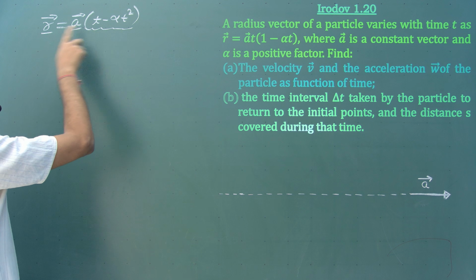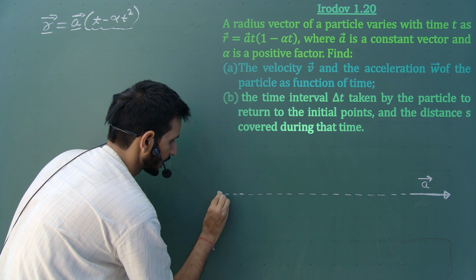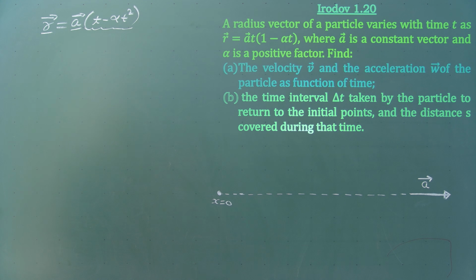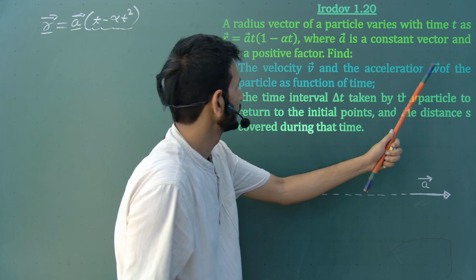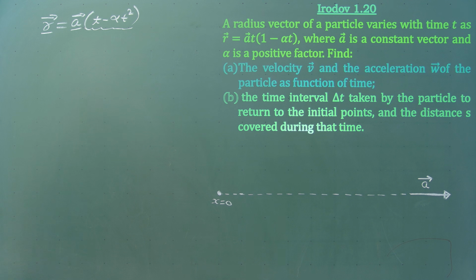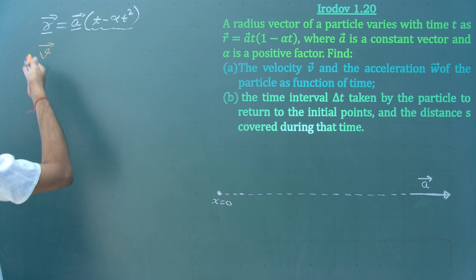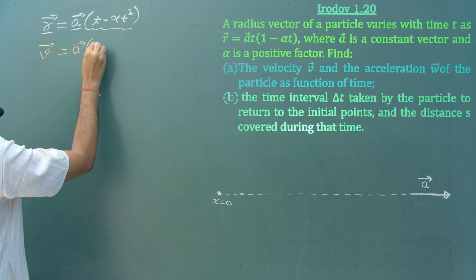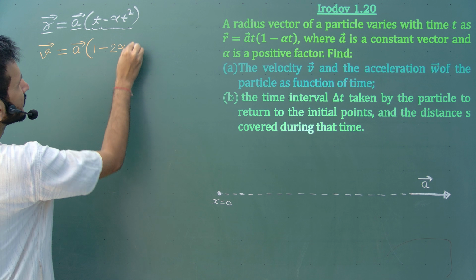Now, at t equal to 0, vector r is 0. So, this is the initial position. At t equal to 0, this position is 0. So, let me call it x. The first part is the velocity v and the acceleration w of the particle as function of time. So, to calculate the equation of velocity, we have to differentiate. The position vector will become velocity vector when we differentiate vector r with respect to time. This is a constant, we don't have to worry about this. The differentiation of t is 1 and differentiation of t square is 2t. So, it is 2 alpha t.